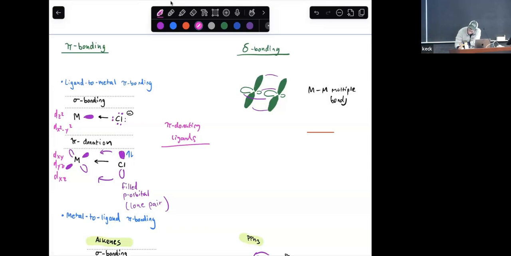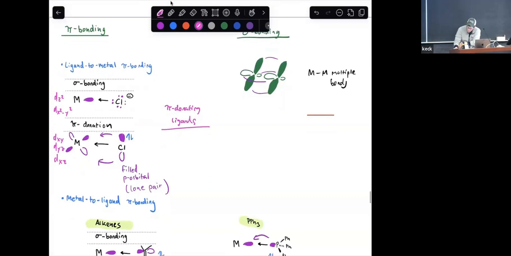One lone pair from chloride forms a bonding interaction with the metal, and then an empty d orbital of appropriate symmetry. So if the bonding interaction here is with dz squared or dx squared minus y squared, then an empty dxy, dyz, or dxz orbital of appropriate symmetry can form a further stabilizing interaction with one of these lone pairs in what's called a pi donation bond.